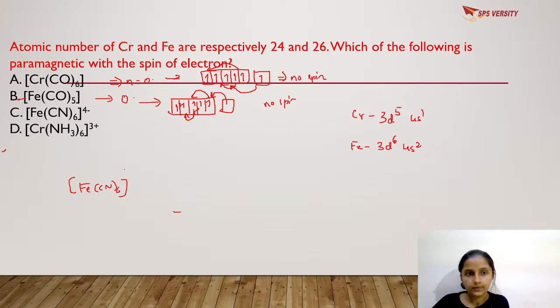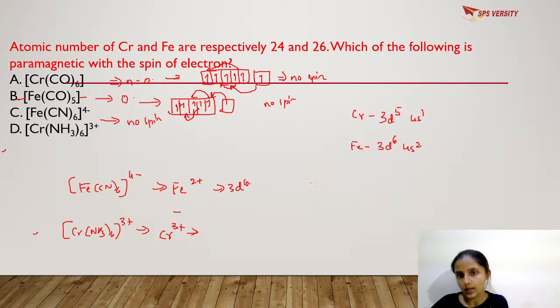Then Fe(CN)6 4 minus. Here Fe is having 2 plus charge, so the configuration will be 3d6. When it is 3d6, this ligand is stronger, so no free spin, no unpaired electron. We are left with the last one, Cr(NH3)6 3 plus. That means chromium is in the 3 plus state. If you remove 3 electrons, you have 3d3. Whatever may be the type of ligand, it is odd in number. As a result, the correct answer would be the last one, option D.